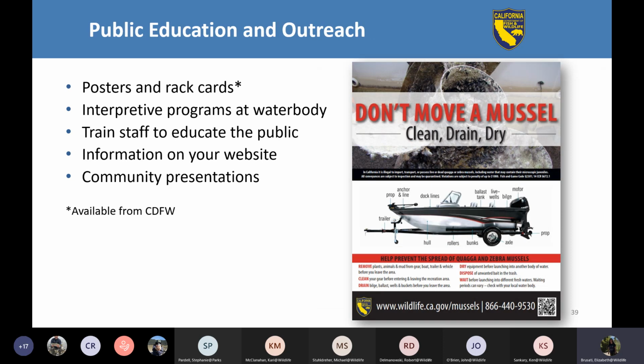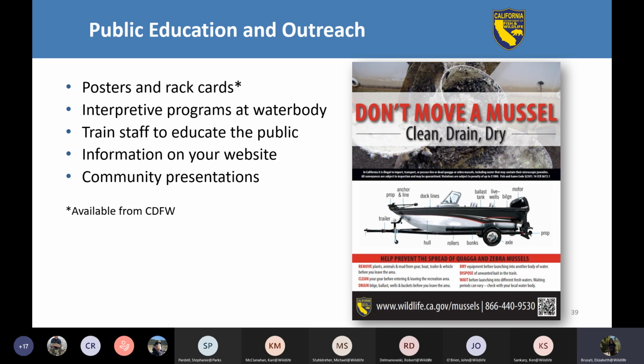You also need to include some public education and outreach in your plan. So CDFW has outreach materials that we can provide, either on paper or PDFs if you prefer to print them yourselves or incorporate them into your outreach materials. We have Don't Move a Mussel posters like you see here. And we have this available as a poster and a rack card. They're nice because they have diagrams on them that show boaters all the different places that they should be inspecting.